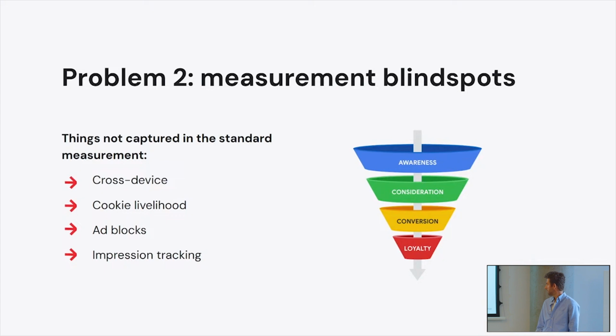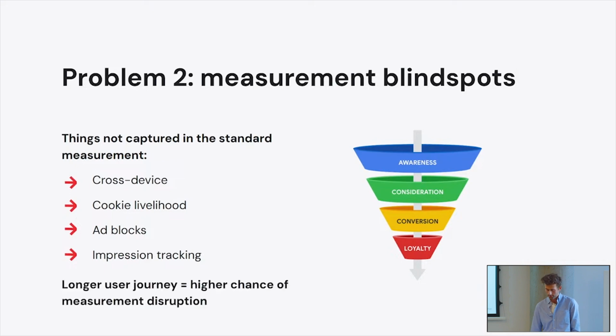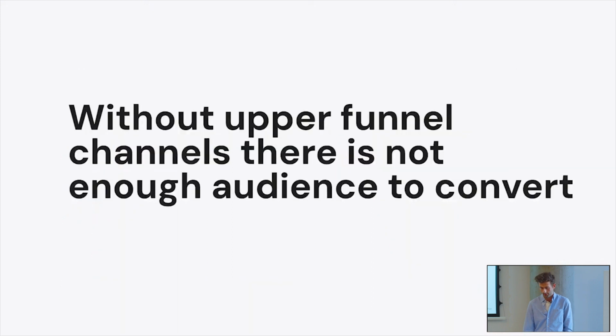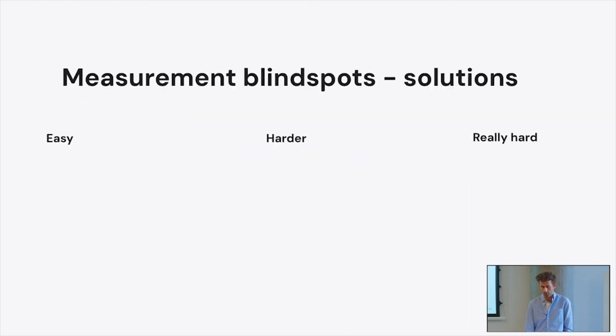These measurement gaps affect our funnel. The problem is that the way it affects the funnel is not proportionate across all the steps. The longer the user journey is, the higher the chance of some measurement disruption. If we follow our measurements without considering that, we may find ourselves having cut all the upper funnel channels, or maybe not all of them, but a lot, all to optimize and get better results. Without enough upper funnel, there is not enough audience to convert in later channels. So we've cut our potential.